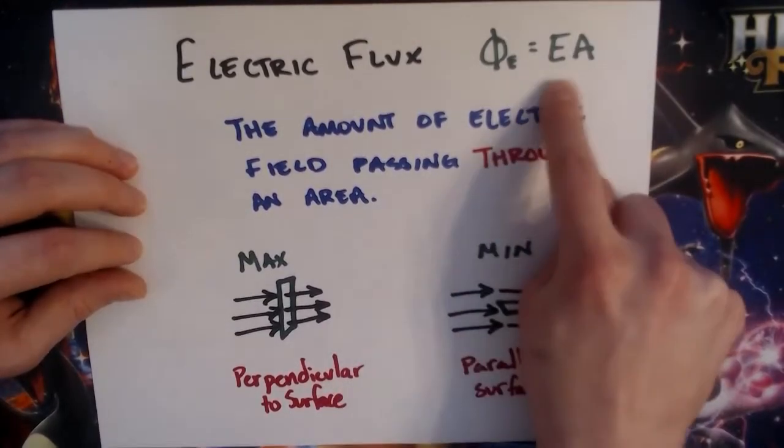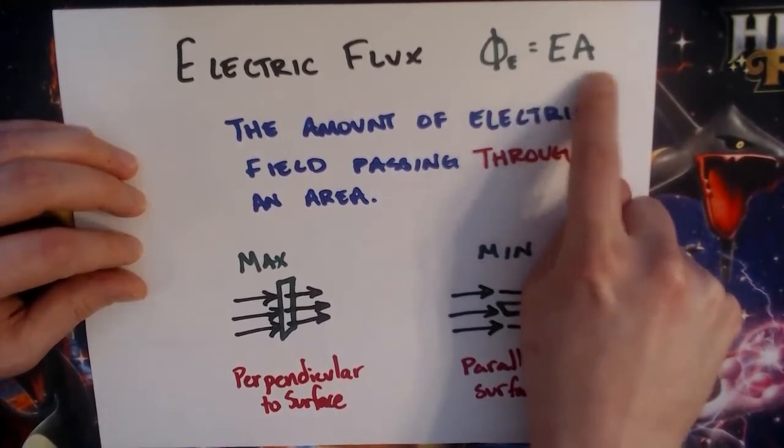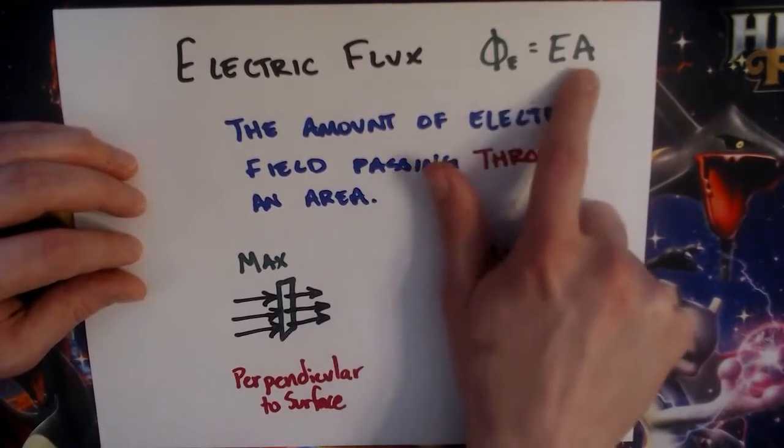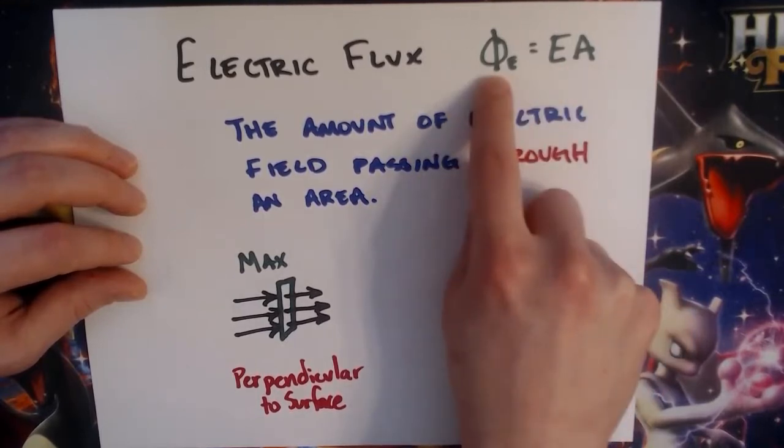There's a cosine or sine, depending on how you want to look at it, associated with this statement, but I'm just focusing on the maximum because for our charge distributions and the way we're solving them with symmetry, we're only going to need to concern ourselves with the electric field times the area in which the electric field is passing through. So that's the electric flux, phi.